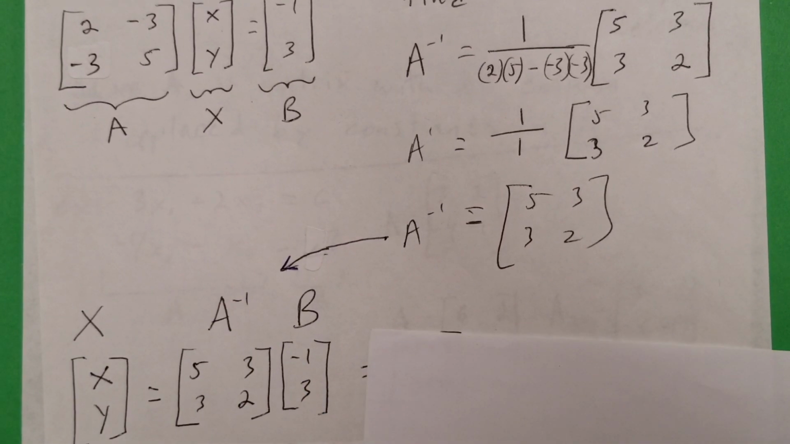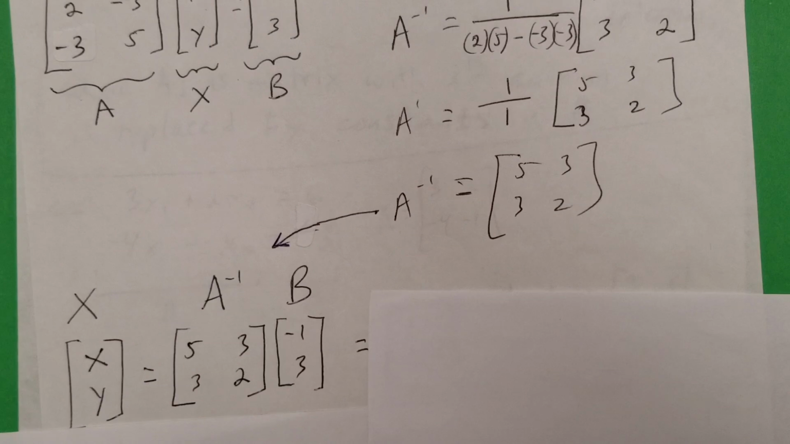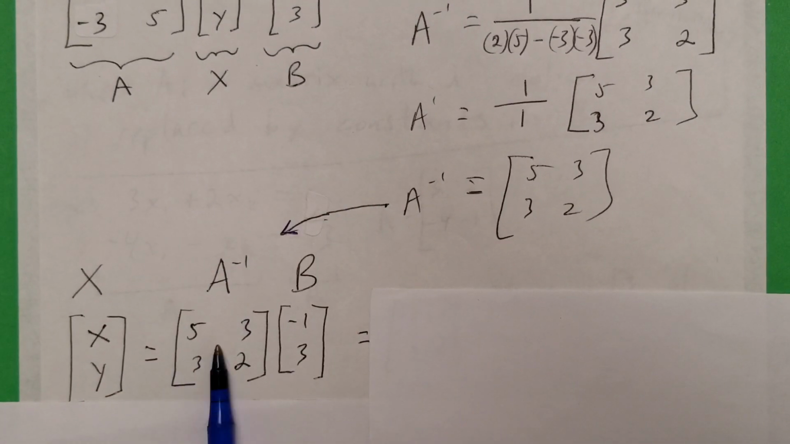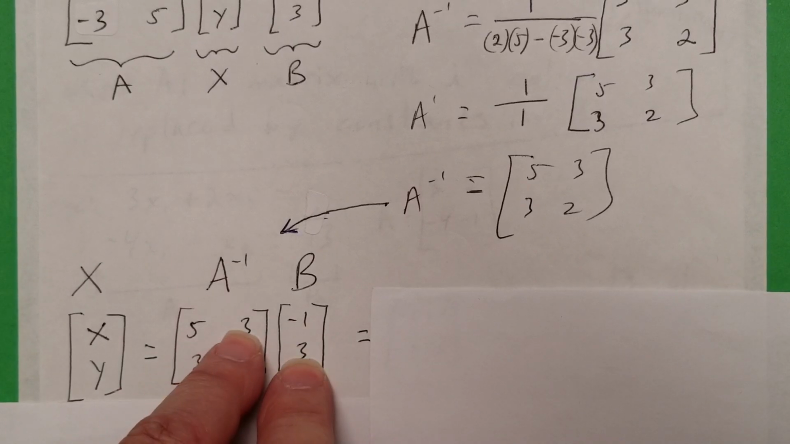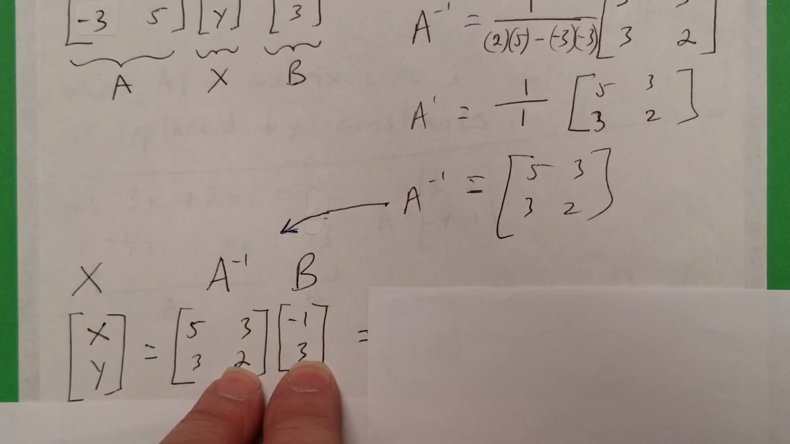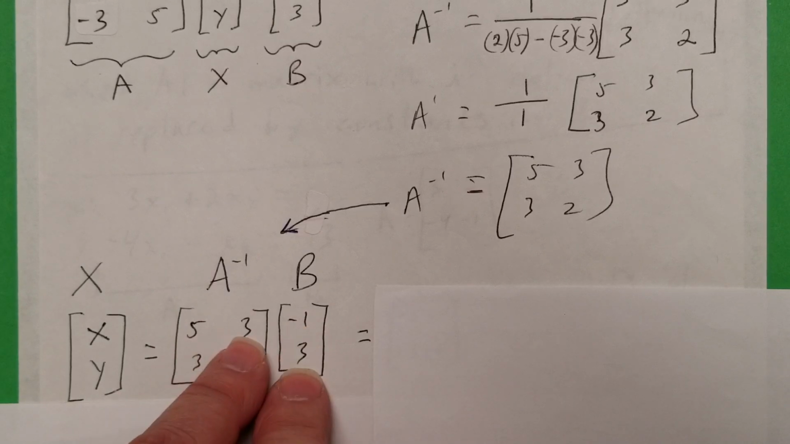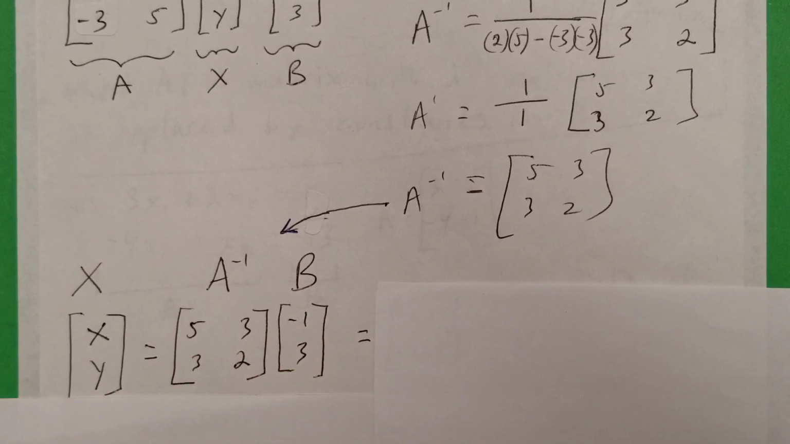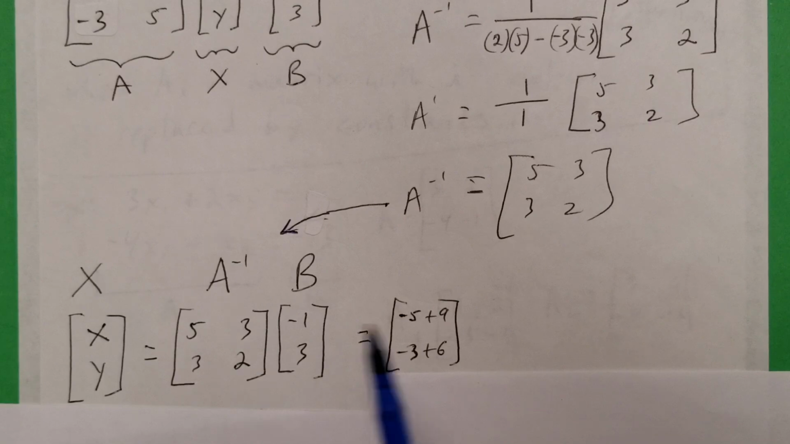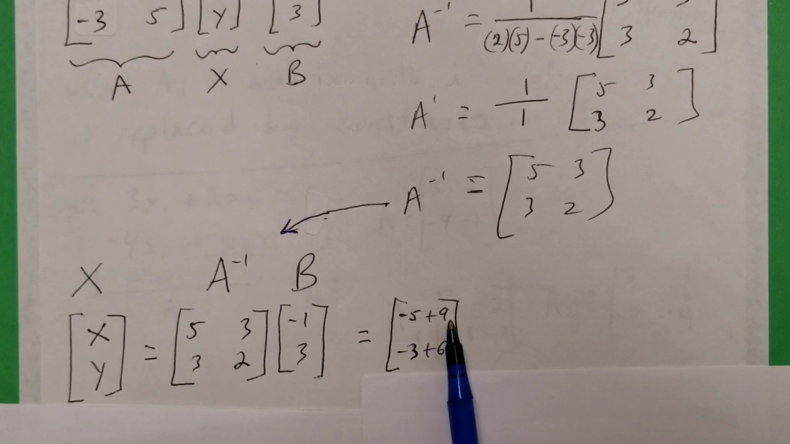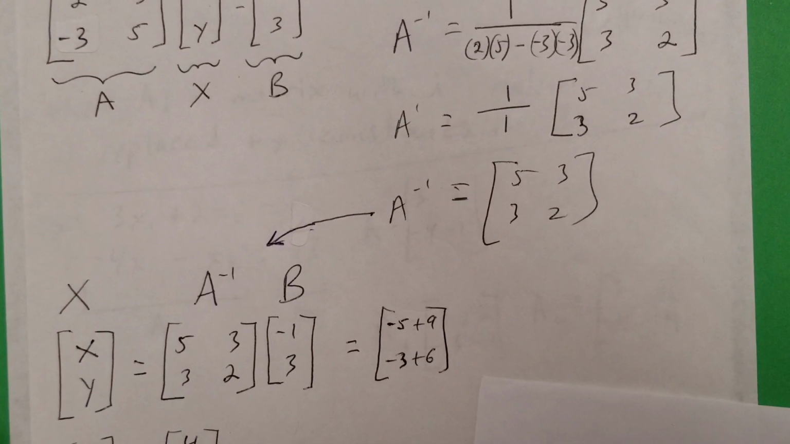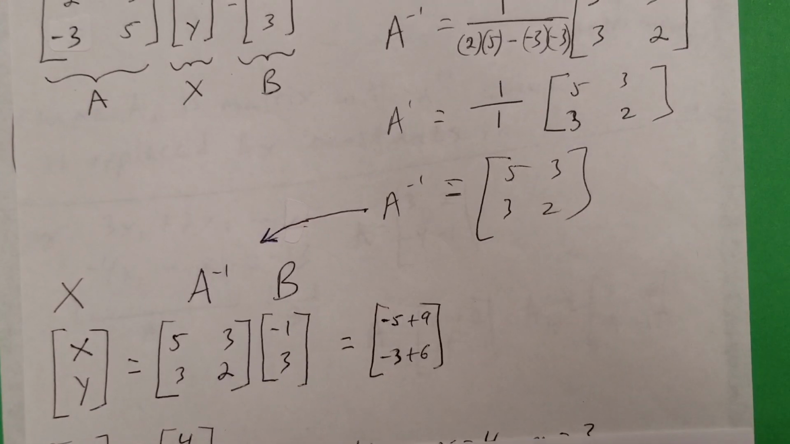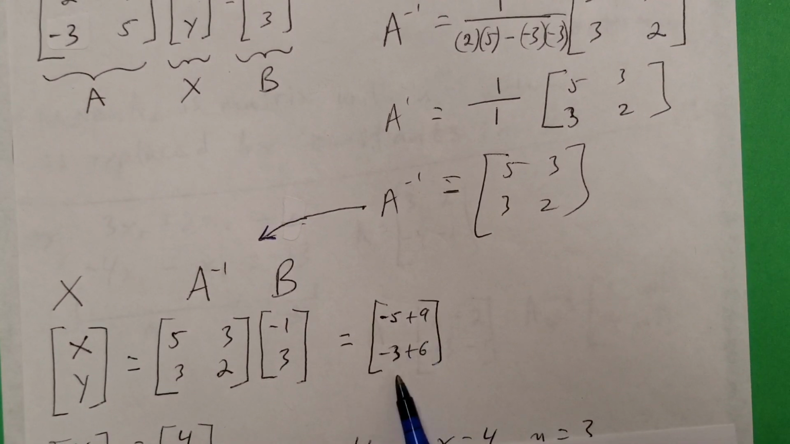Okay, I'm going to hide the answers. So that's it. Now, I multiply these two and I'll be done. So do you remember how we multiply? Multiply, multiply, add the answers, multiply, multiply, add the answers. So you get negative 5 plus 9, right? Negative 3 plus 6. That's where I write it down. Negative 5 plus 9 is 4. Negative 3 plus 6 is 3.